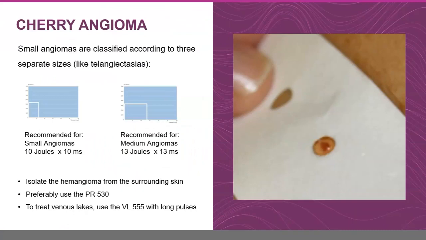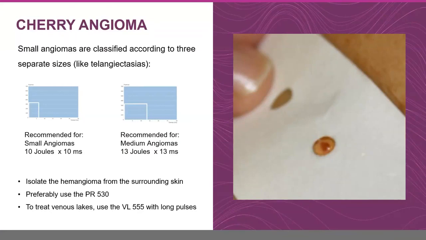When we're treating something like a cherry angioma, which is obviously a very small little lesion, the light guides on the handpieces are fairly large, and it would be pointless to deliver that energy over the whole area when we're only actually targeting a very small lesion such as Campbell-De Morgan or a cherry angioma.